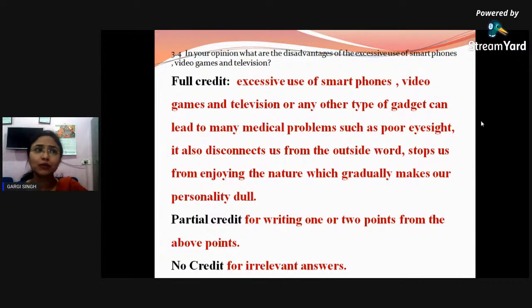If you have mentioned any one or two aspects, like poor eyesight or health condition, or if you have only mentioned that you will be cut off from nature or wasting time or distracting from the goal, if you have written only one or two points, not covering all the three aspects, you will be marked partially. You will get partial credit for this. And there will be no credit for any irrelevant answer.